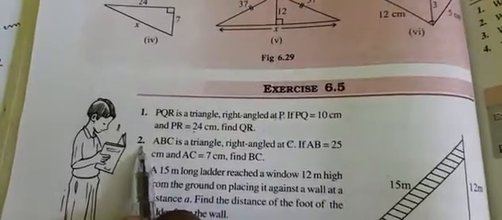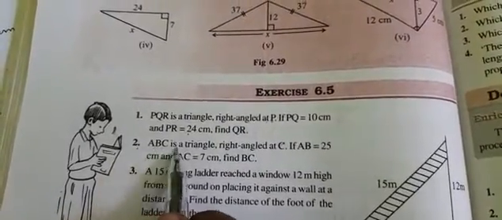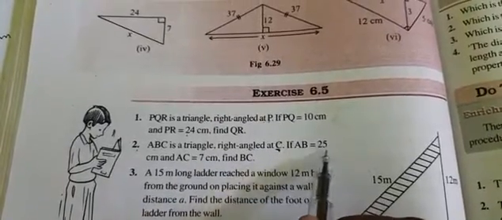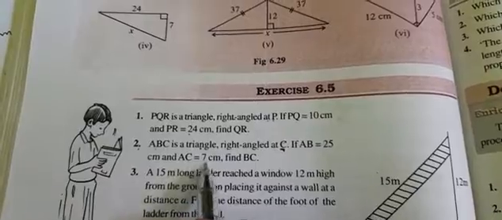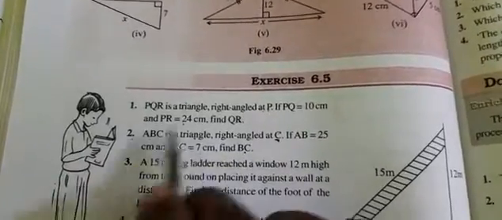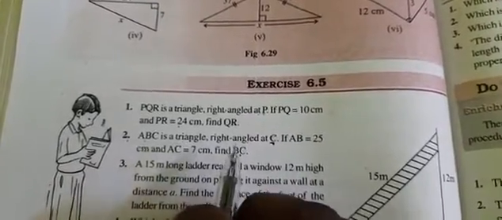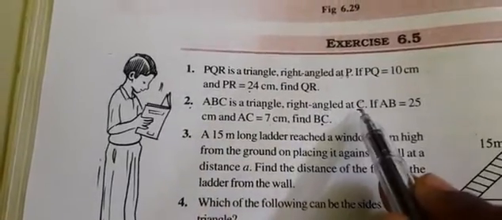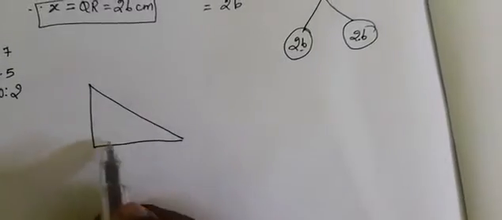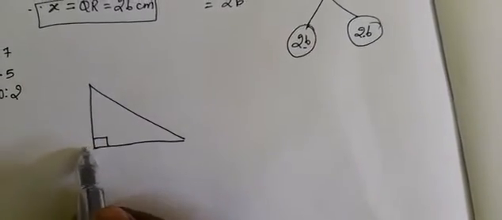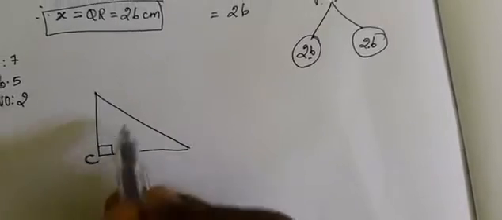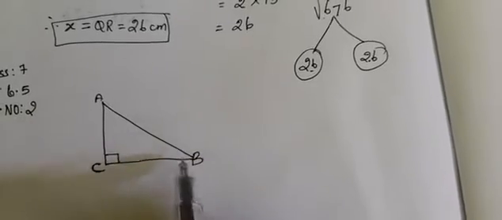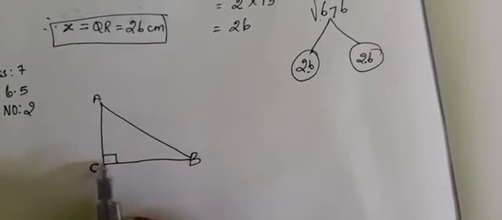Now let us see question number 2. ABC is a triangle right angled at C. If AB is 25 centimeter and AC is 7 centimeter, find BC. Now let us draw the diagram to understand in an easy way. In this question they have right angled at C. So in this triangle, this is the right angle. So C has to be written in this place. So AB can be written either here or here. But C must be at the right angle.